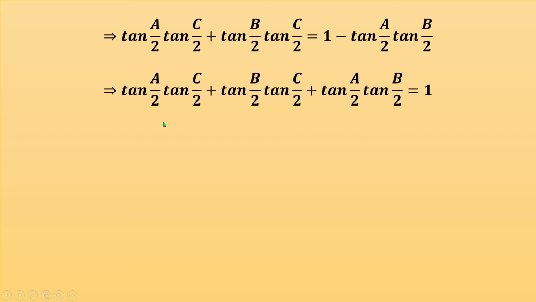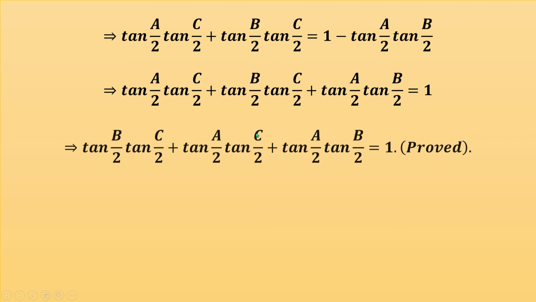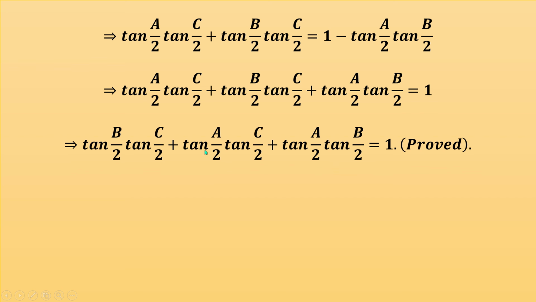Now this equals, you can write, tan(a/2) into tan(c/2) plus tan(b/2) into tan(c/2) plus tan(a/2) into tan(b/2) equals 1. Now arranging, we'll get tan(b/2) into tan(c/2) plus tan(a/2) into tan(c/2) plus tan(a/2) into tan(b/2) equals 1. Proof is complete.